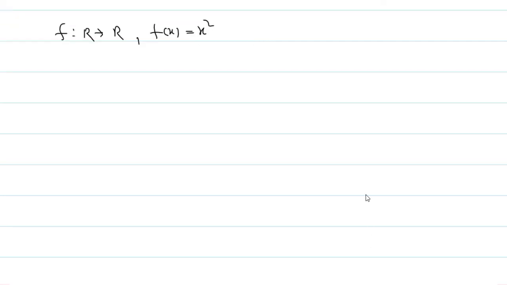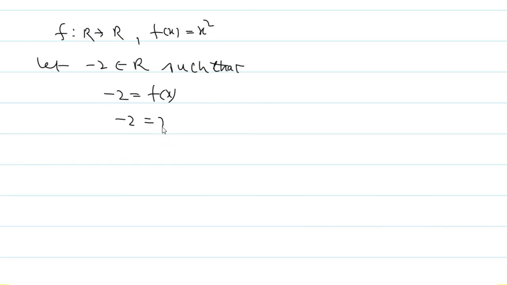Now let us check whether this function is onto or not. Let minus 2 belonging to R, that is the codomain, such that minus 2 is equal to f(x), or minus 2 is equal to x square as per the definition of the function.